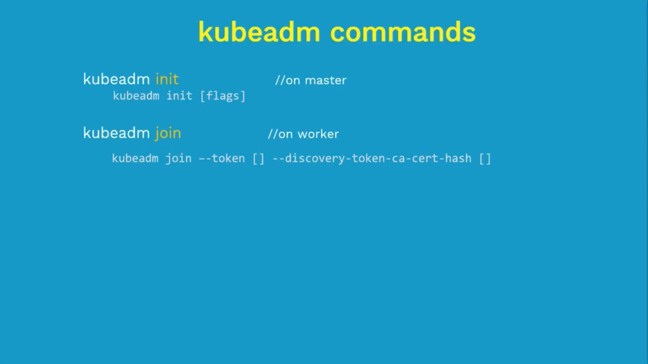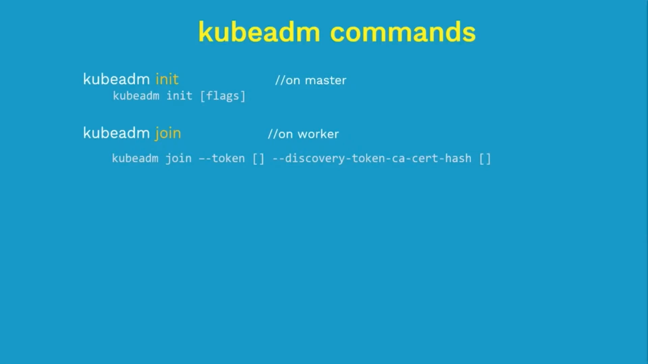Let's review it again. We have kubeadm init to initialize the master node, and we have the kubeadm join command to initialize the worker node. So these are the two most frequently used commands when it comes to Kubeadm.